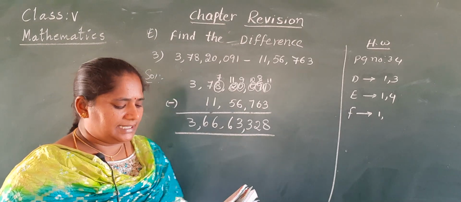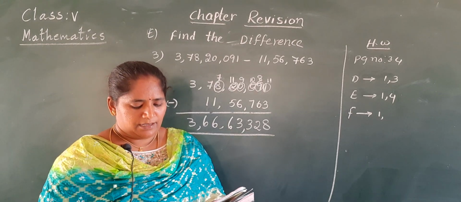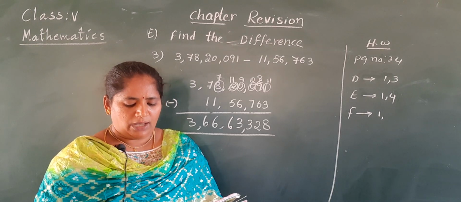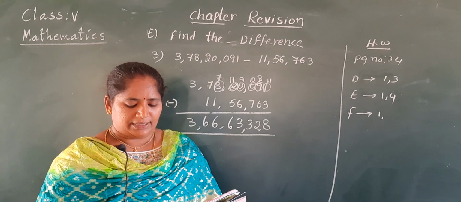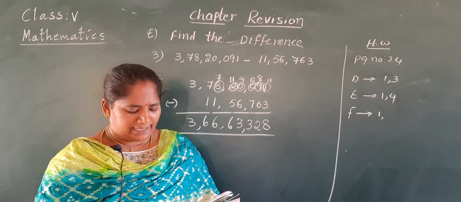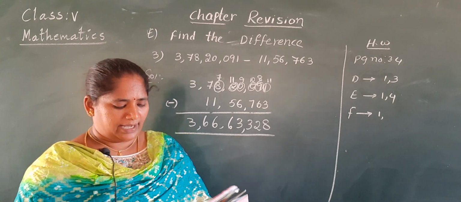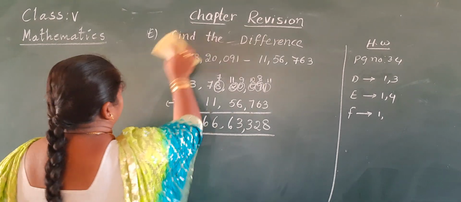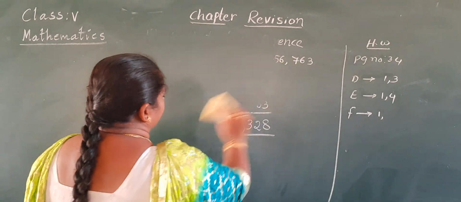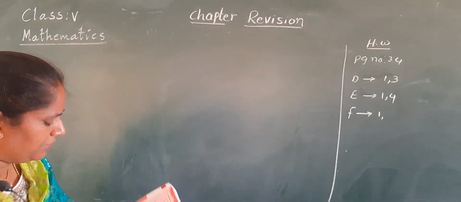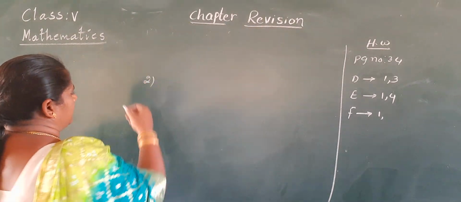See ma, second one. The number of visitors in a festival was 20,35,678. Out of these, 13,21,678 were men. Find the number of women. Okay, I will explain this. So this also you have to do in the homework book. Just I will explain, Seema.